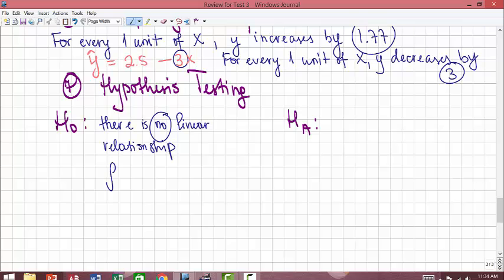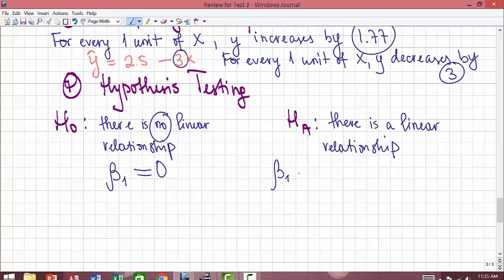This is equivalent to saying beta 1 is equal to 0, basically saying the slope of the line is 0. So there is no line to model, right? If the slope of the line is 0, that means it's not a linear model. Okay? The alternative hypothesis will say, yes, there is a linear relationship between the 2 variables, okay?